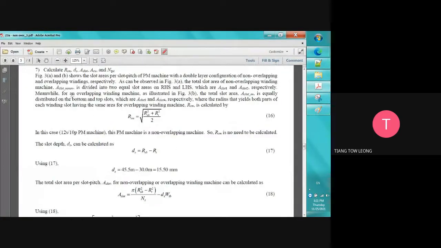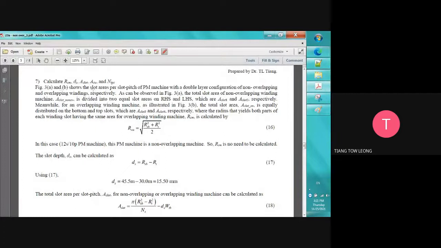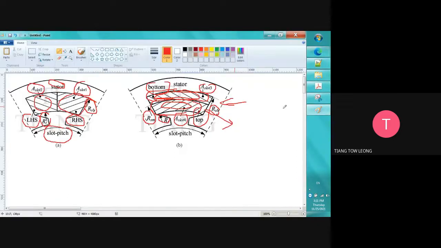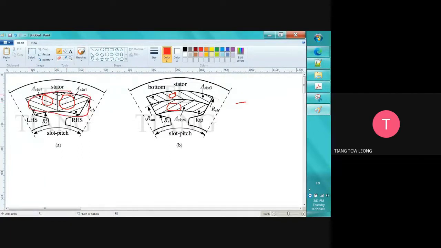So okay, figures 3A and 3B show the slot area per slot pitch of a PM machine with a double layer configuration. So double layer: layer 1, layer 2, layer 1, layer 2. If let's say single layer, only one slot like this, which means we only have A slot. We don't have A slot 1 or A slot 2.